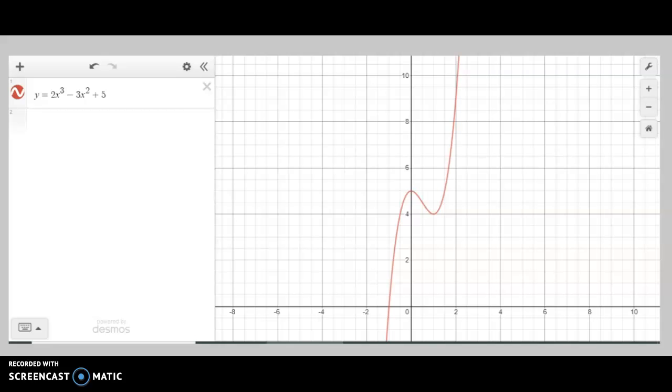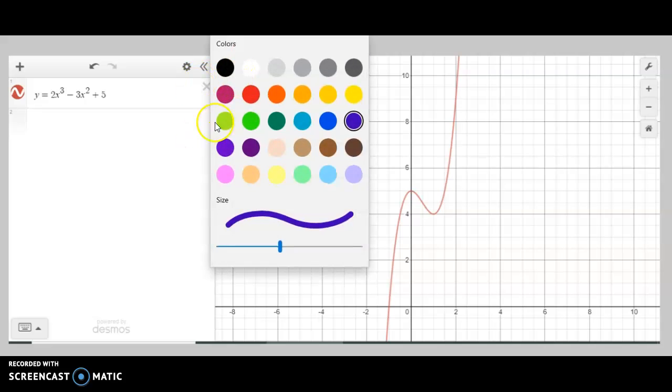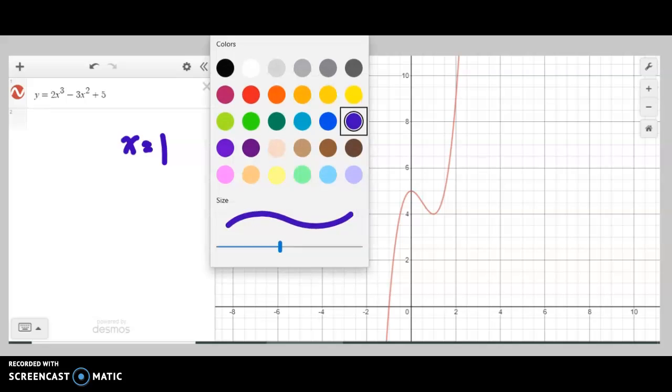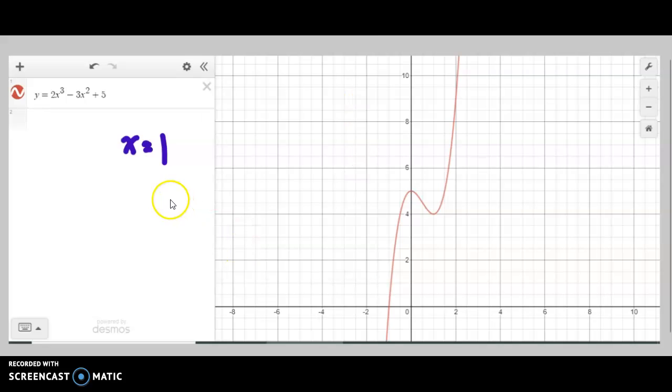Alright, so let's say that we want to see if it is continuous as x approaches 1. I need to take that down a little bit. Okay, so that is right here, 1, 4. That is the graph. I mean, that's the point. 1, I can see it.